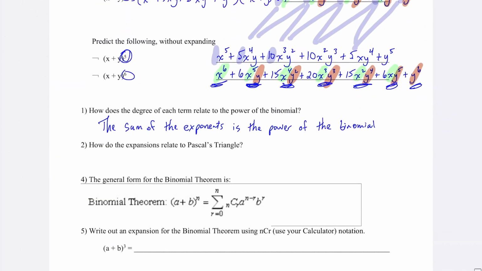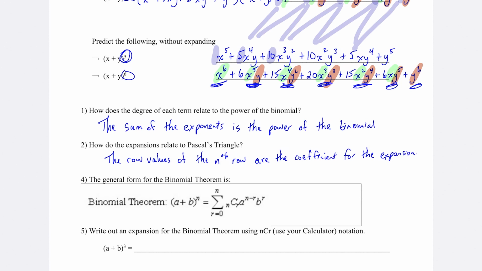So how is it related? Well, the row values of the nth row are the coefficients for the expansion. Okay?